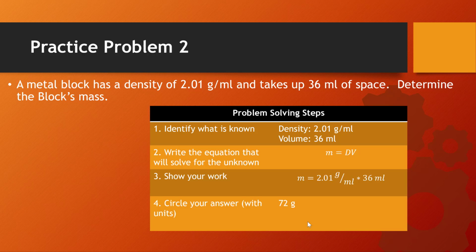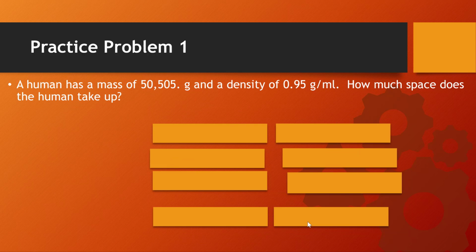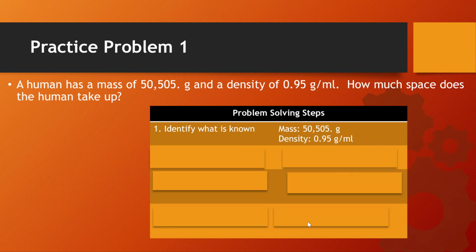Going to do one more. A human has a mass of 50,500 grams and a density of 0.95 grams per milliliter. How much space does the human take up? Again, we write down the things that are known. Mass is given. Density is given. What equation will allow us to solve for what's unknown? We're asked to solve for how much space. Space is a volume question. So volume is mass over density.